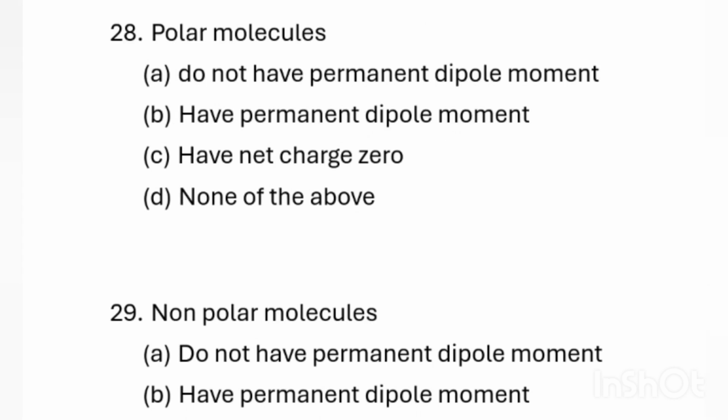Question number 28. Polar molecules. Option A, do not have permanent dipole moment. Option B, have permanent dipole moment. Option C, have net charge 0. Option D, none of the above. Here the correct answer is option B, have permanent dipole moment.